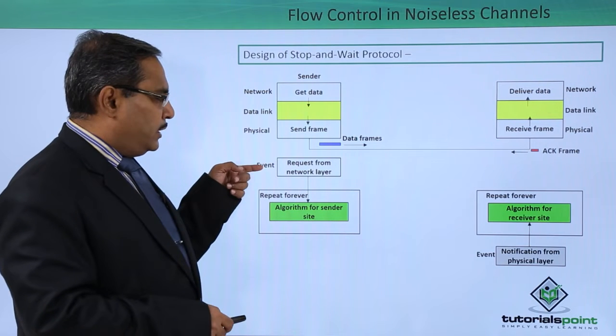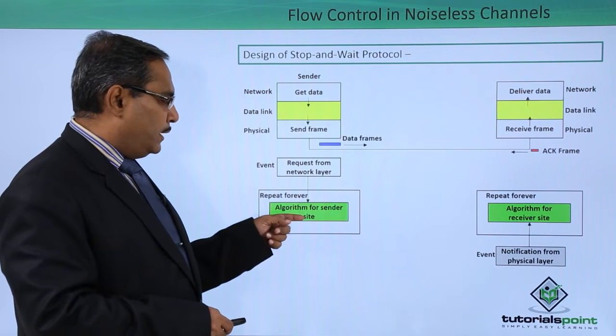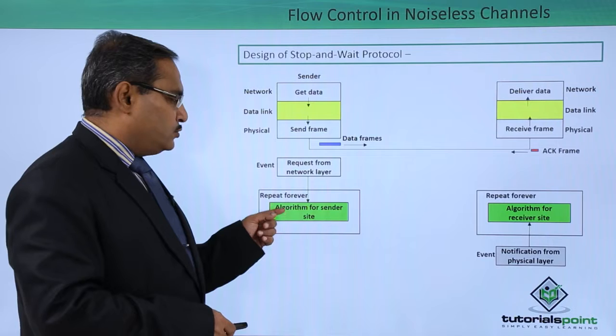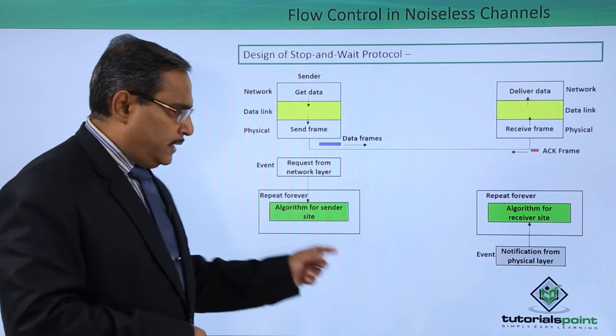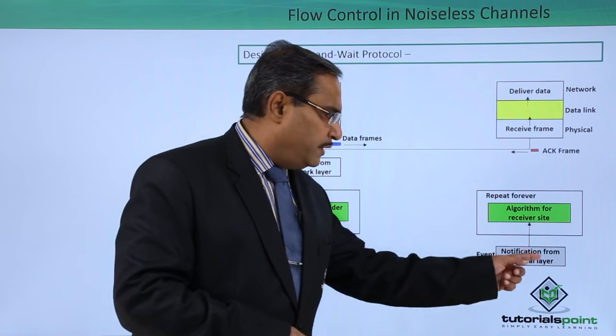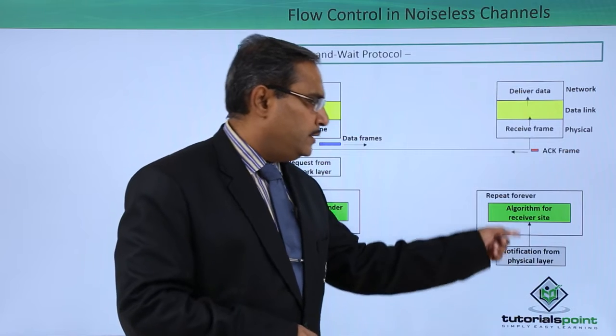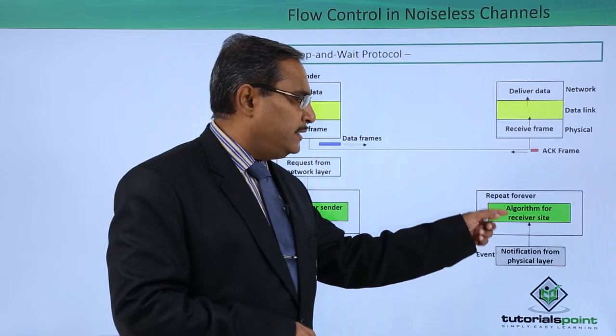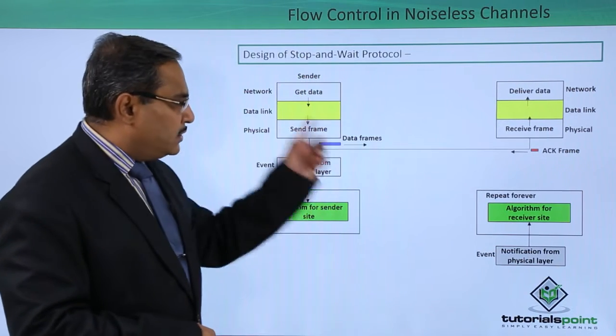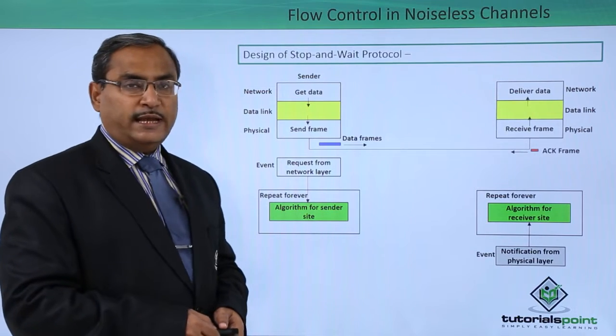So this is our network layer from where the event will be occurring. Repeat forever. So that is the algorithm for the sender side. Here at the receiving end, notification from the physical layer will be obtained. That is the algorithm for the receiver side in the data link layer, and it repeats forever. So that is the process in which it is taking place.